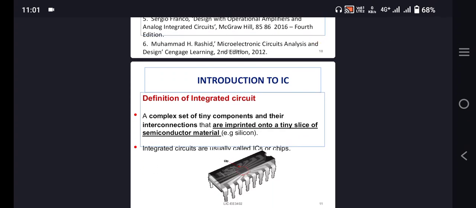The first topic is Introduction to IC. The expansion of IC is integrated circuit. The definition is: a complex set of tiny components and their interconnections imprinted onto a tiny slice of semiconductor material, which is nothing but the silicon material.